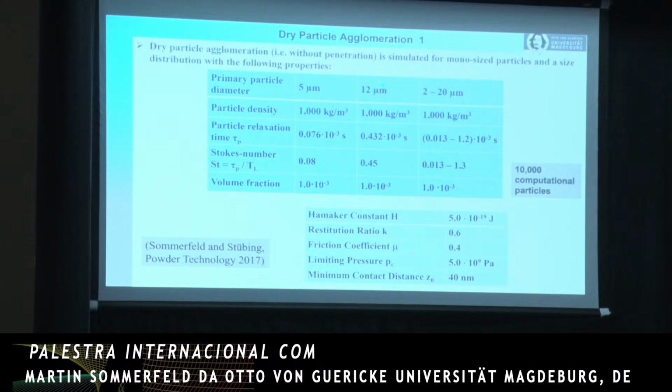5 micron particles, 12 micron, and the size distribution 2 to 20. Volume fraction is 1 times 10 to the minus. Our Stokes numbers are here: 0.08, 0.45, and of course here we have a spectrum. And I said we need these parameters.